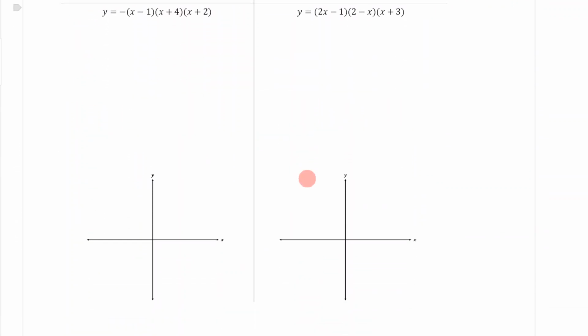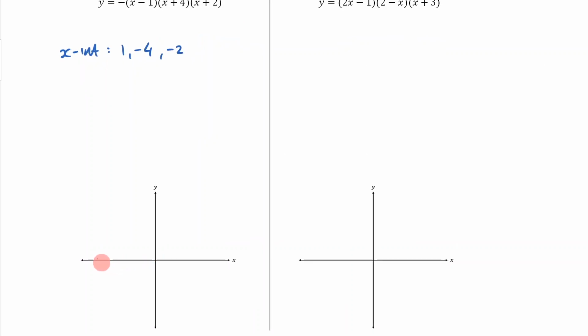Okay, we keep on going to this one now. So how are we going to do this? Well, first things first, let's figure out what our x-intercepts are going to be. It's going to be 1, it's going to be -4, and it's going to be -2. So I can come here and put those in. I've got -4, I've got -2, and I've got 1.